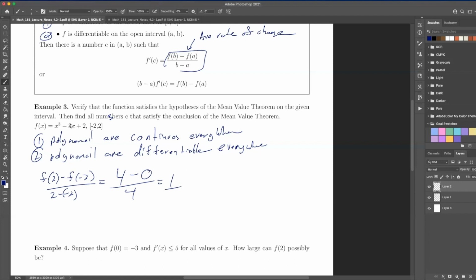Okay, so now what do we want to do? Well, we take its derivative because we want to figure out where f prime of c is equal to 1. So here we take the derivative of this function. So f prime of x is equal to 3x squared minus 3. And we set that equal to 1, so 1 is equal to 3x squared minus 3. So where is this true?